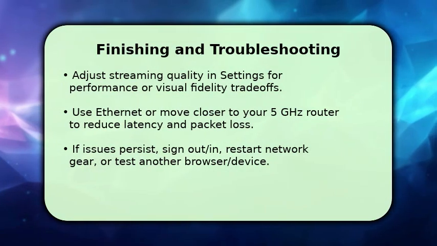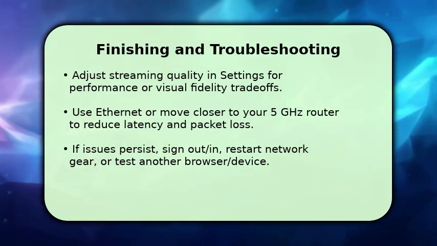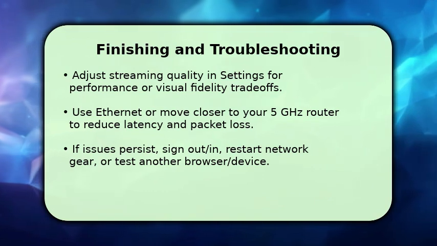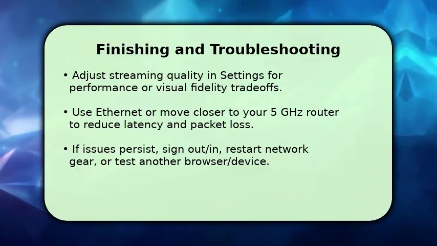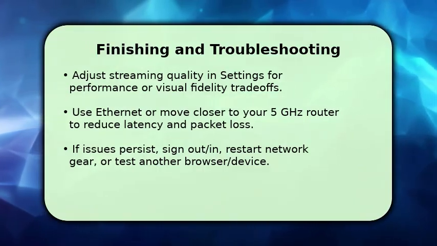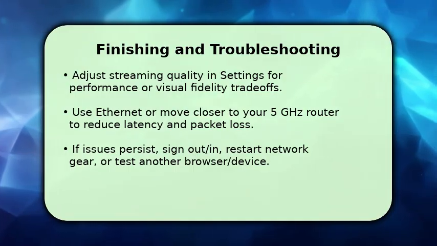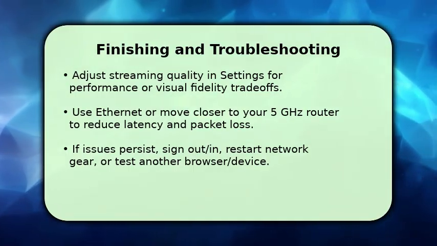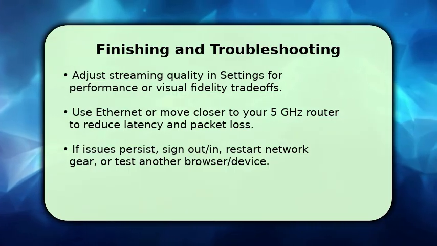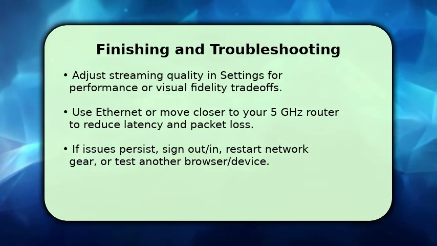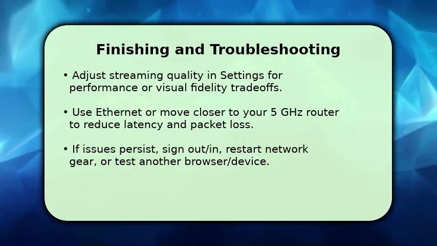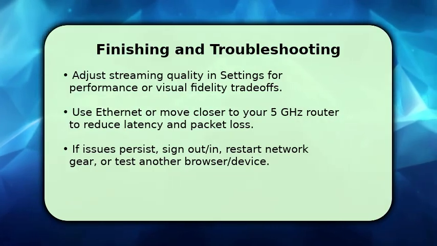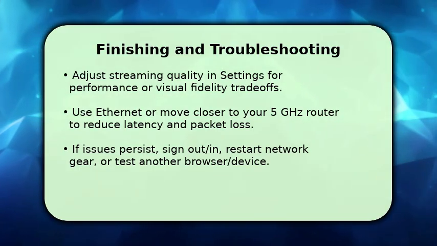To finish, tweak streaming quality in the Xbox app or browser settings to balance latency versus image quality. Lower quality reduces lag. Prefer Ethernet or a close 5 GHz Wi-Fi connection to cut latency and packet loss, and close bandwidth-hungry apps. If streaming fails, sign out and back in, restart your router, or try another browser or device. These simple resets often clear connection or authentication glitches. If the controller isn't responsive, re-pair it and relaunch the game.